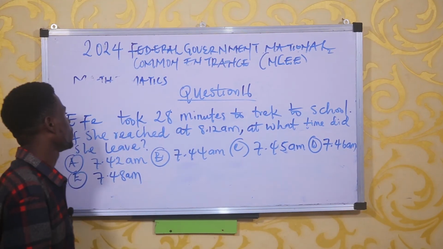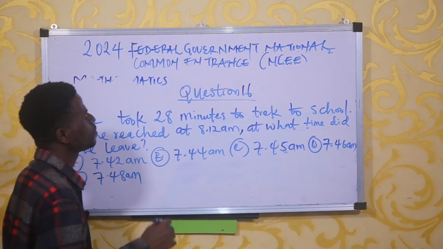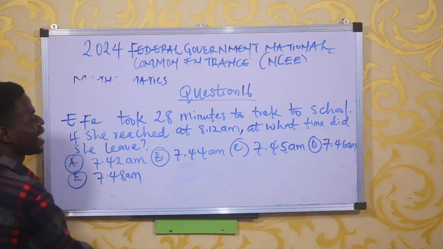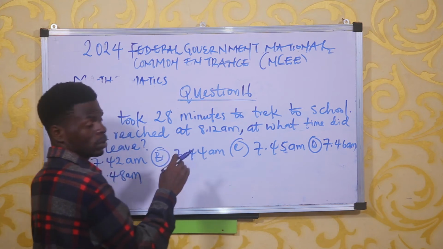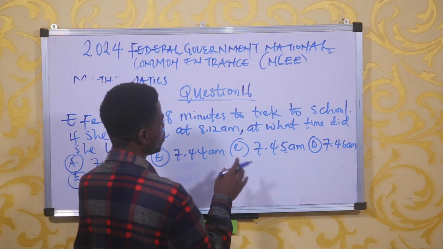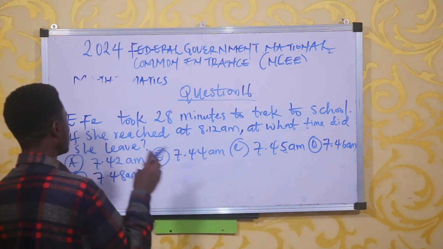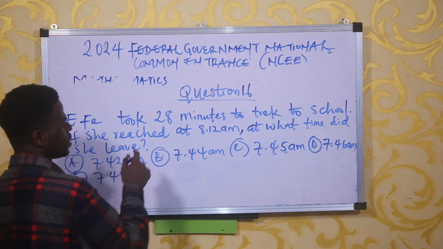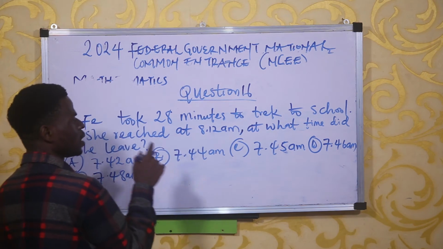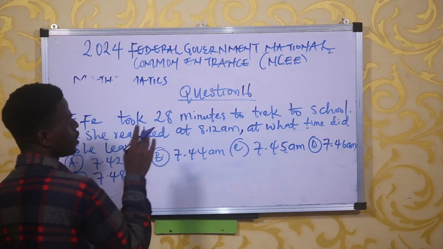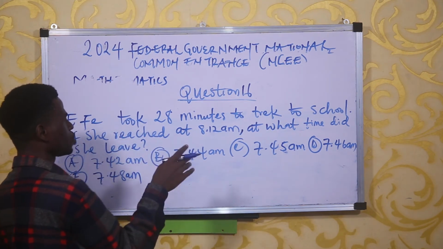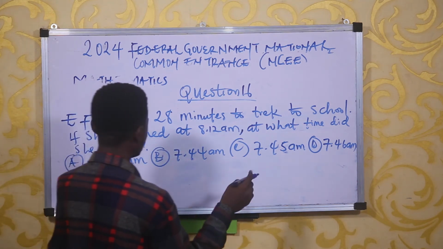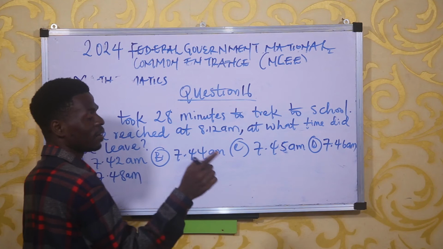Number 16 says that FA took 28 minutes to trek to school. If she reached at 8:12 a.m., at what time did she leave? It took 28 minutes before he gets to school, and he reached the school at 8:12 a.m. That's 12 minutes after 8.